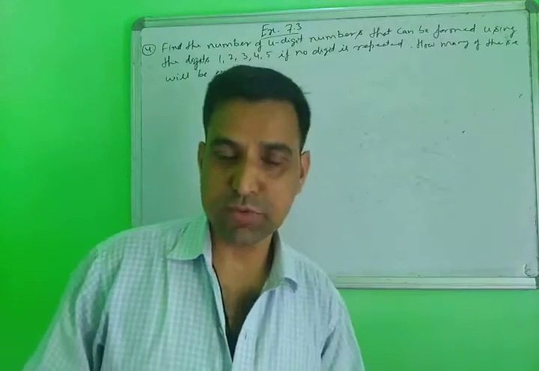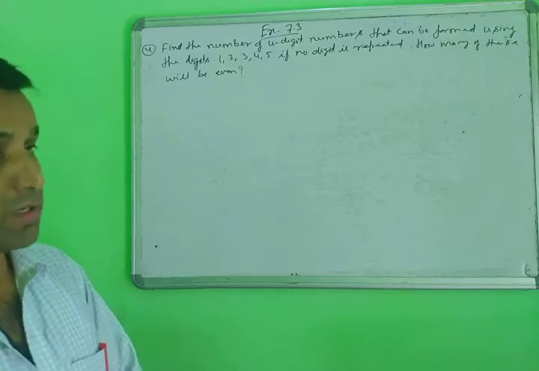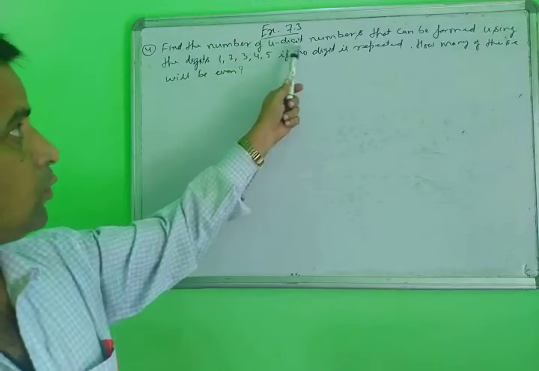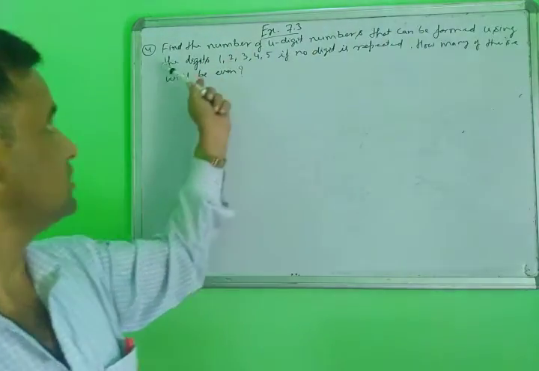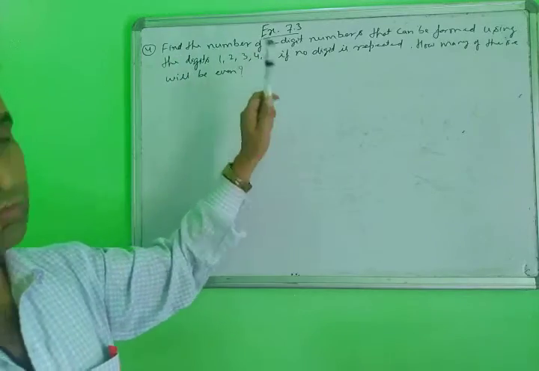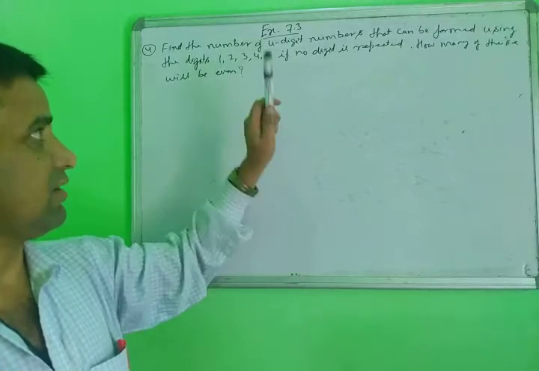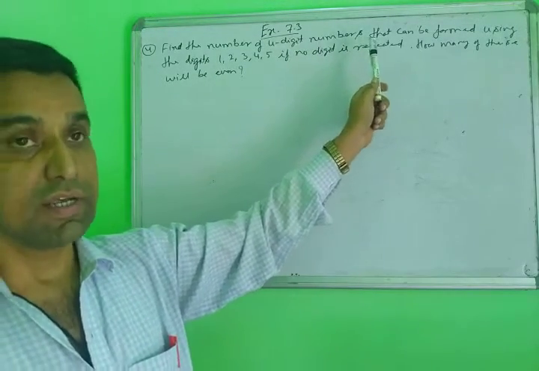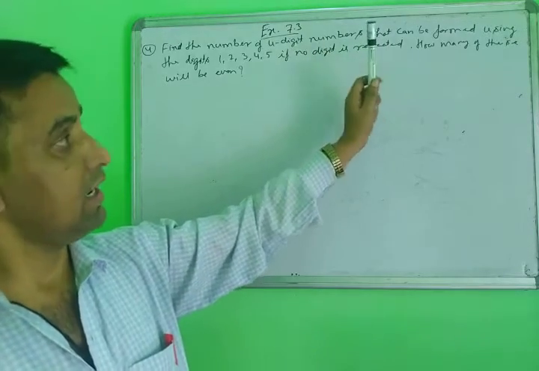Yes class, next I am taking question number 4. This is an important question. Now read the question first. Find the number of 4-digit numbers that can be formed using the digits 1, 2, 3, 4, 5. The limit of the digits is given as 1 to 5. The condition given here is that no digit will be repeated.